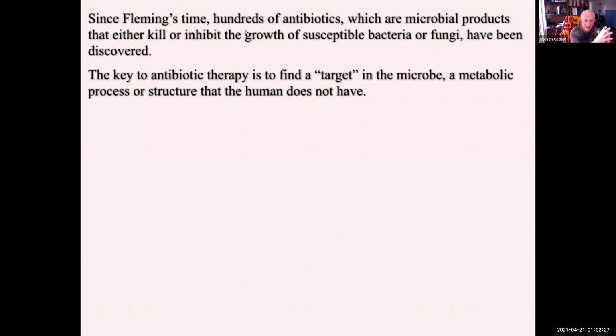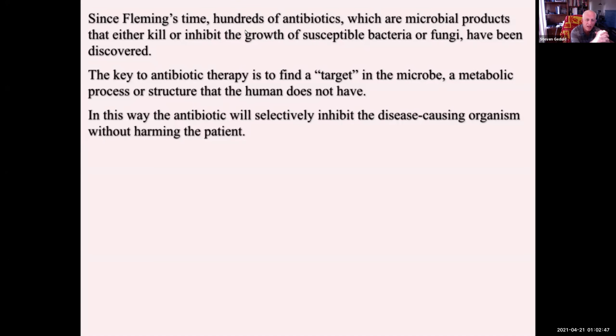Since then, hundreds of antibiotics, which are microbial products that either kill or inhibit the growth of susceptible bacteria or fungi, have been discovered. We've come a long way since 1927. The key to antibiotic therapy is to find a target in the pathogen, a metabolic process or structure that humans don't have. Ideally, you want to kill the bacteria or pathogen and not touch the human cells. In an ideal world, that's what happens. So in this way, the antibiotic will selectively inhibit the disease-causing organisms without harming the patient.